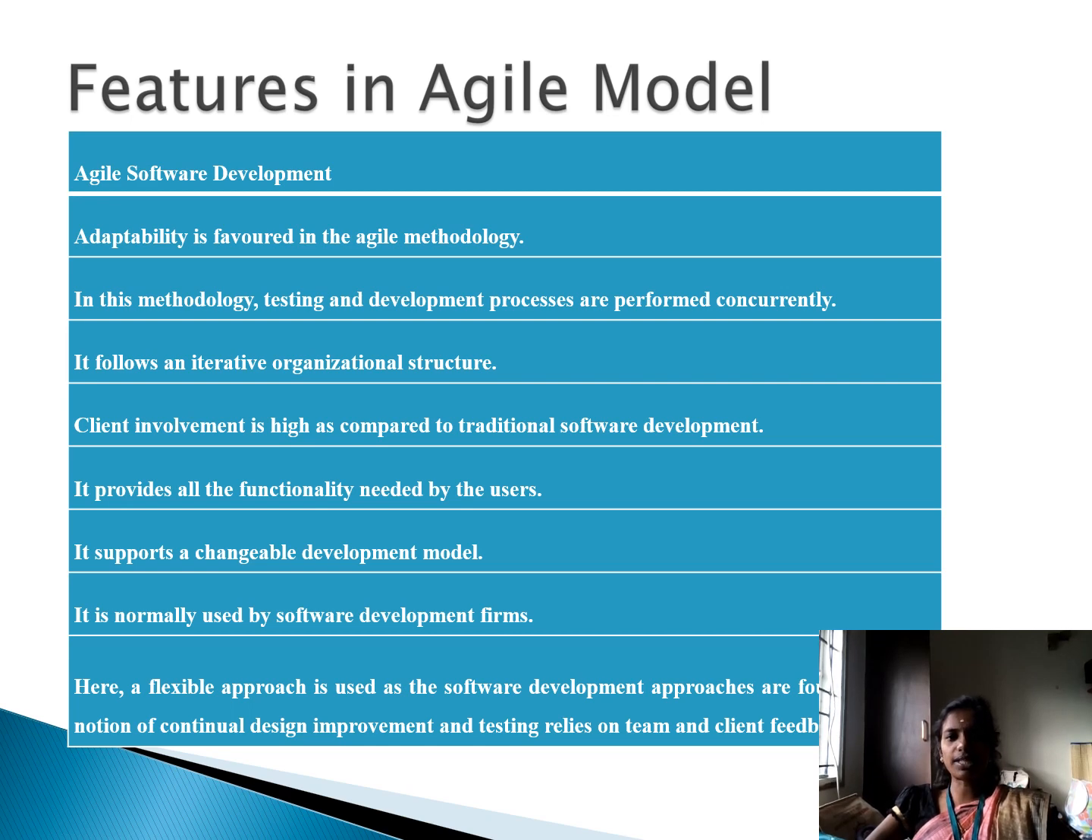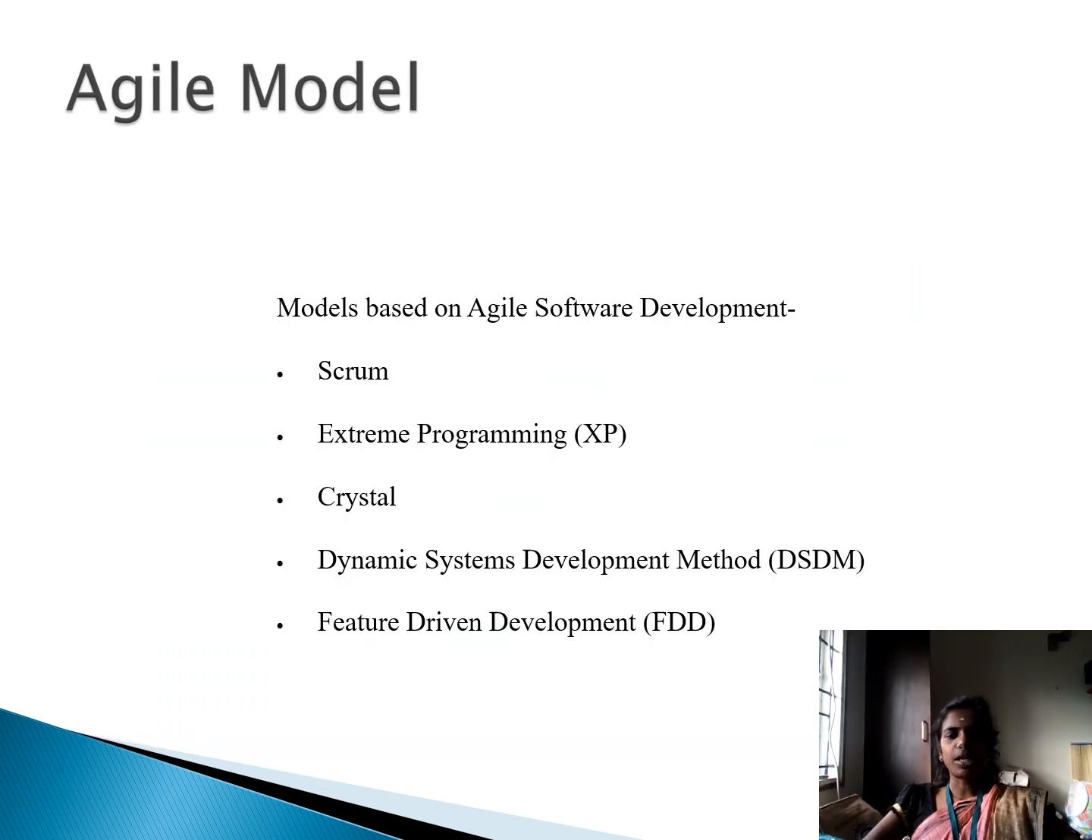Here the client involvement is high, because at the end of each sprint we give the partially developed software to the customer and get feedback. So client involvement is very high. Then the functionality: it provides all the functionality, because they keep talking with the client, so whatever functionality is needed will be provided. It supports the changing environment, and it is generally used by software firms. This is one of the most flexible approaches in software management.